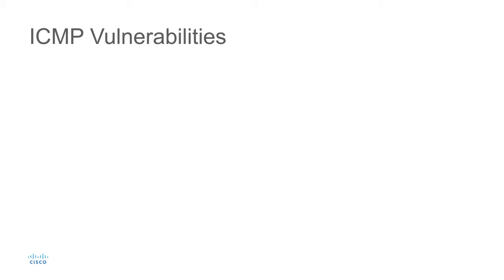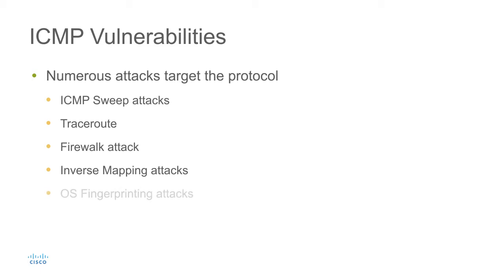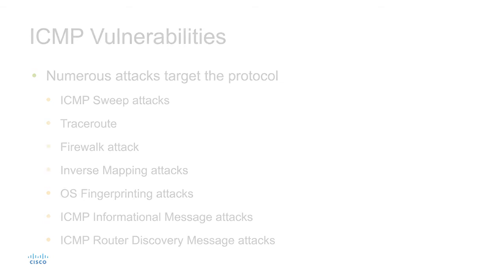You should know that there are several well-known types of attacks that utilize ICMP. These include ICMP sweep attacks, Traceroute, Firewalk, inverse mapping, OS fingerprinting, ICMP informational message attacks, and ICMP router discovery message attacks. Let's examine a few of these attacks to get a sense for what we'll be dealing with as a security analyst working in an SOC.